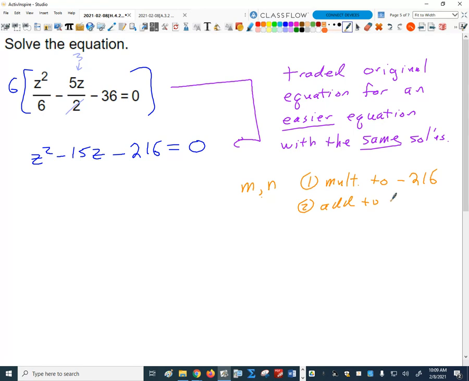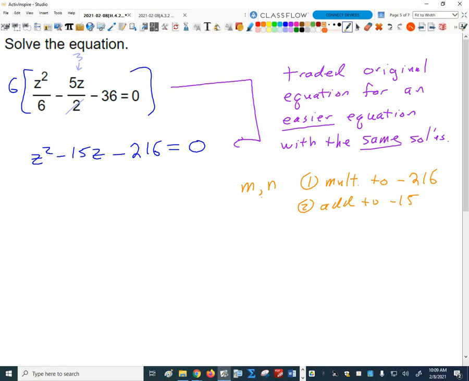Negative 15. So let's play the sign game, first of all. What can you tell me about the signs of M and N if they multiply to a negative? One's positive, one's negative. Okay. Which one is bigger? The positive or the negative? The negative one's bigger. How much bigger? 15. There you go, right?